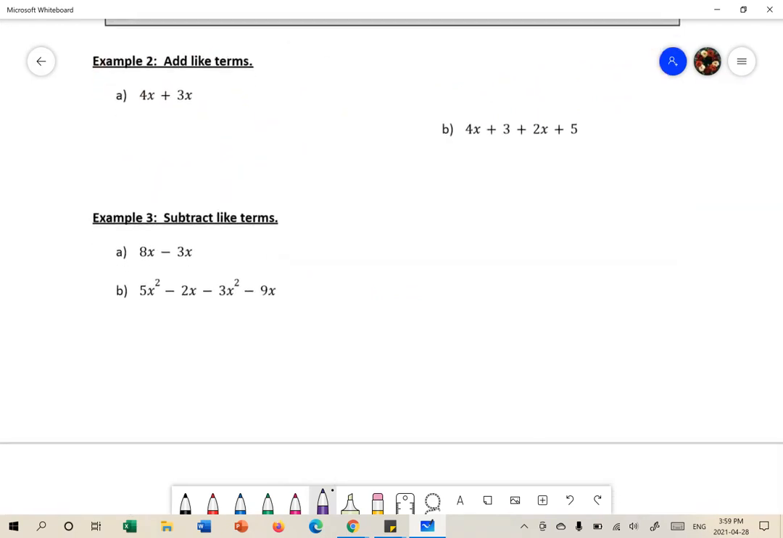Let's practice adding like terms. So 4x and 3x are like. They both contain the variable x. So adding them, I'm going to just keep the variable the same and add the coefficients.